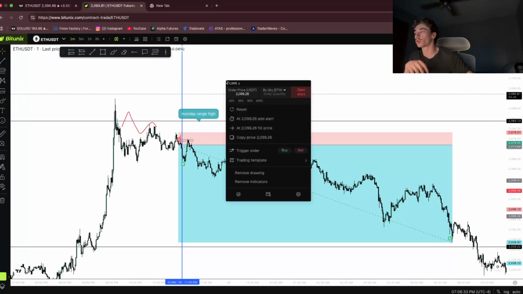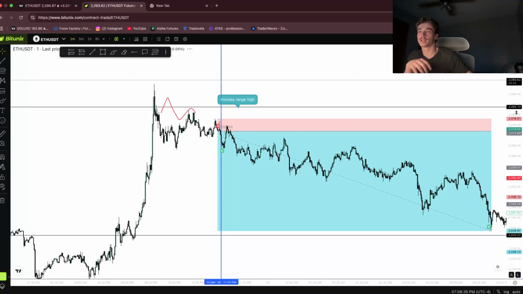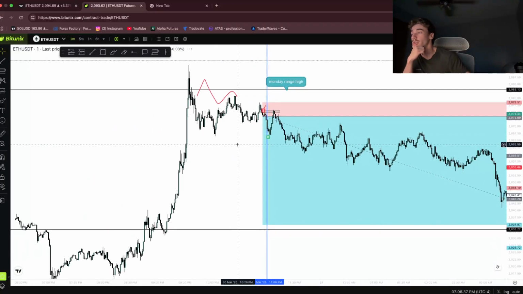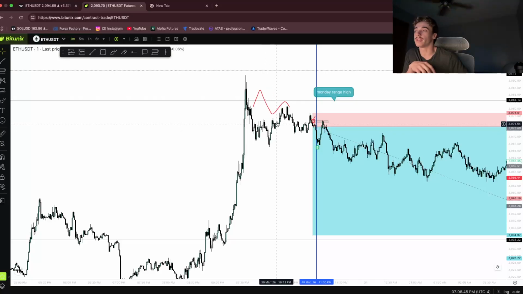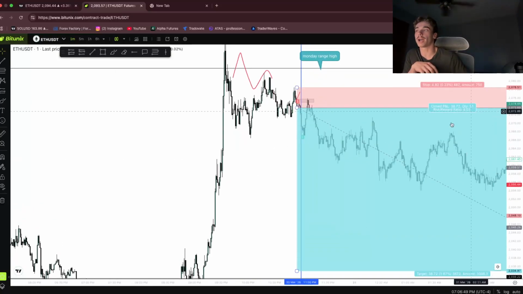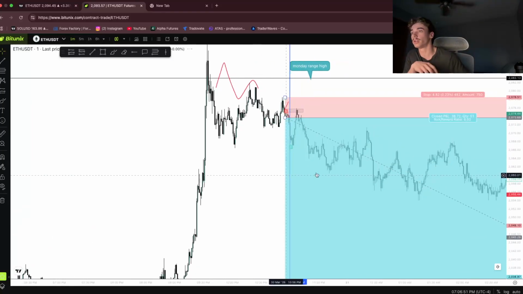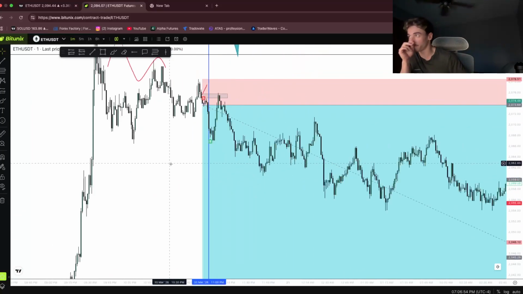So if we go to the broker bit units here, we can go ahead and show you exactly where I entered. We can see here that same move up. We gave the sweep of the Monday high. We broke back below that level, and we put in the lower high right here.